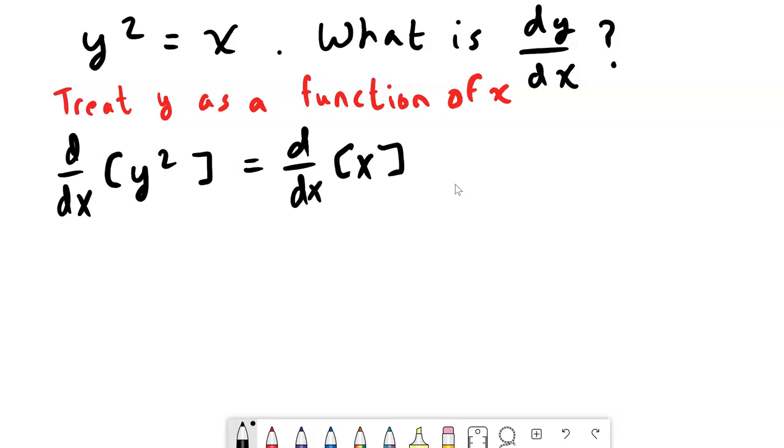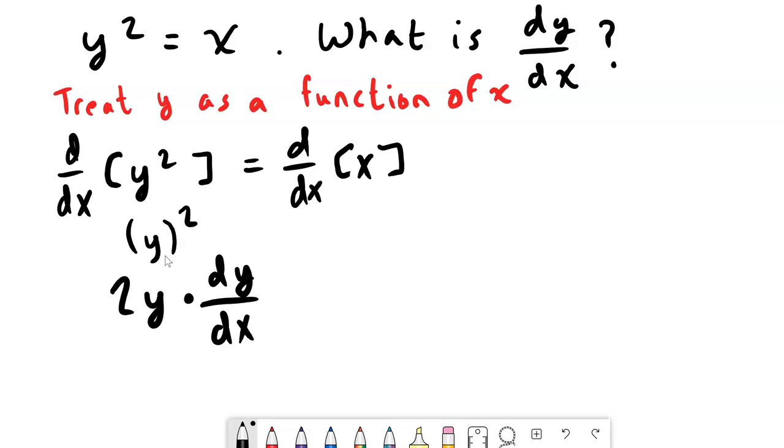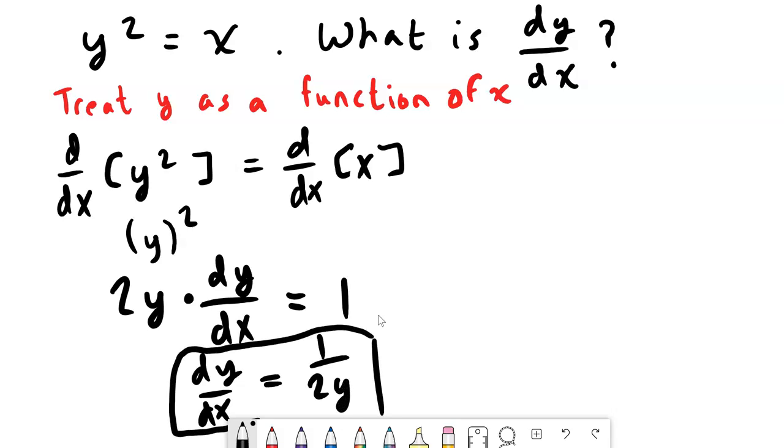Simply what we do is we take the derivative of this with respect to x and then apply the chain rule. So we take the derivative of the outside, which is the squared function, so 2y. Then we multiply by the derivative of the inside, which is y. What is the derivative of y? We don't know, so we write it as the derivative of y with respect to x. Similarly, we use the regular power rule here, so you get this. The next step is simply to solve for dy dx. So dy dx is equal to 1 over 2y, and this is what the derivative is.